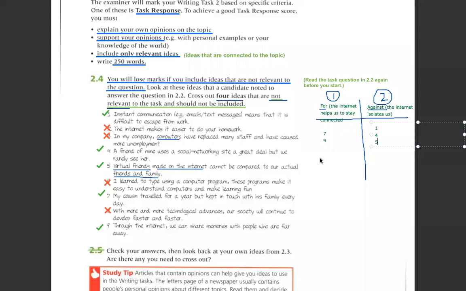We should try keep the ideas equal. So if you have 3 ideas against, you should try have 3 ideas for as well. So can you think of any other ideas we could add to 4? Could you type an idea in the chat box? Something that would support the idea that the internet helps us to stay connected. For example, think about work. They mention work here, but in a negative way. So how could we speak about work in a positive way, explaining that it helps us to stay connected?